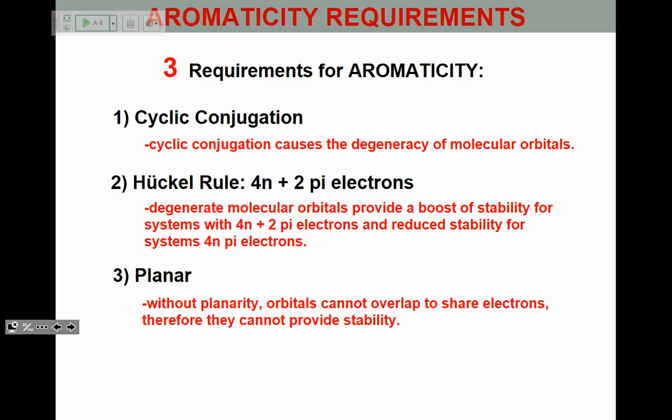So that just makes sense. You can't have conjugation without planarity. The p orbitals have to overlap. So our electrons can be fully shared between all atoms of the ring.